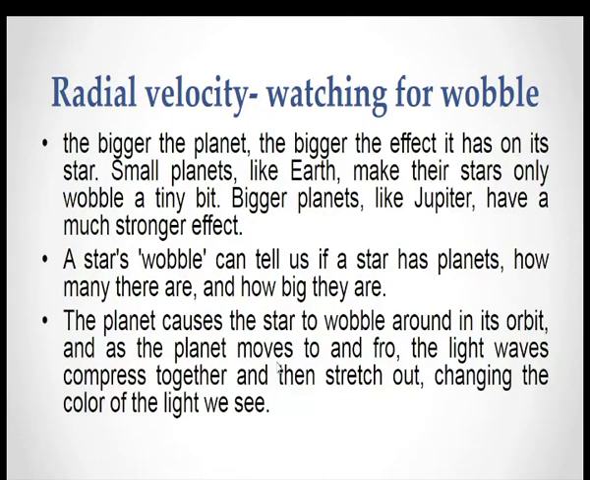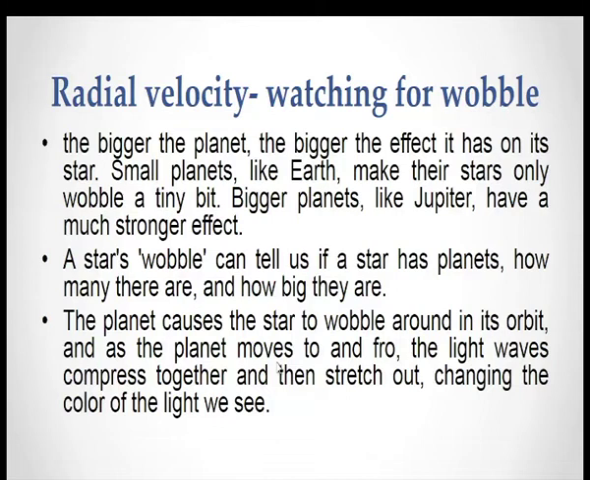That wobbling will be watched very minutely by the astronomers, and they will predict the existence of an exoplanet around a star. The bigger the planet, the bigger the gravitational effect it has on its star. Some planets like Earth make their stars only wobble a tiny bit. Bigger planets like Jupiter have a much stronger effect, so the star's wobble can tell us if a star has planets, how many there are and how big they are.